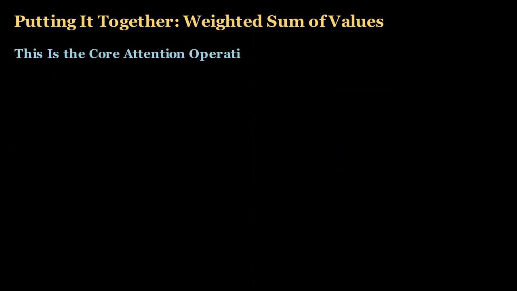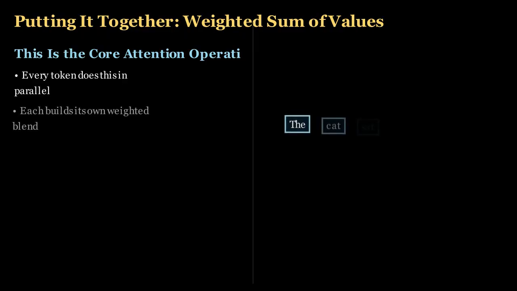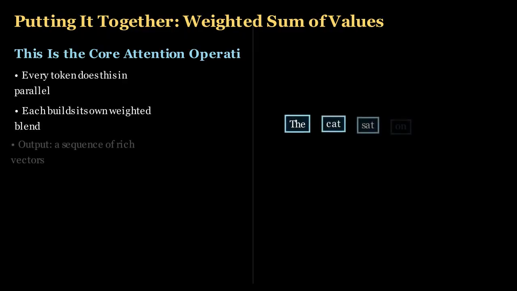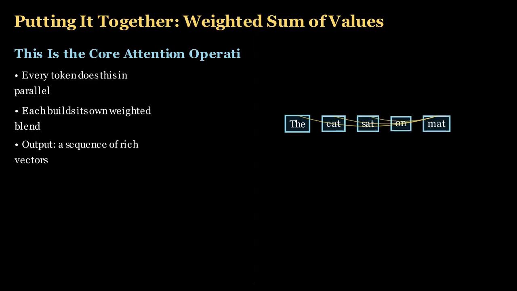This weighted sum is the heart of attention. Every token in the sequence performs this same operation, gathering information from all others based on learned relevance. The output is a sequence where each token now understands its context.